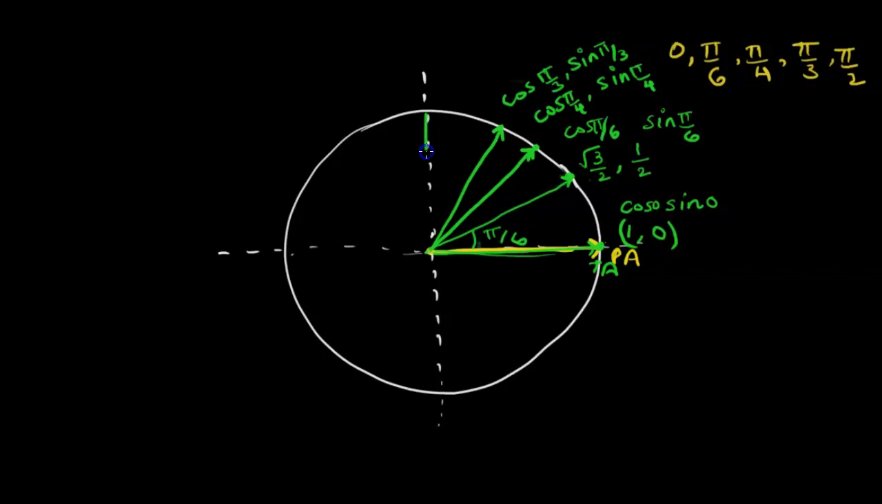Next, when the terminal arm subtends an angle of 90 degrees with the principal arm, then it reaches the positive y-axis, and the coordinates are going to be, we can see here, x is 0 and y is 1. Therefore, we can say cos pi by 2 is 0 and sine pi by 2 is 1 because this angle is pi by 2 and x represents cosine of that angle and y represents sine of that angle. This is about the first quadrant.